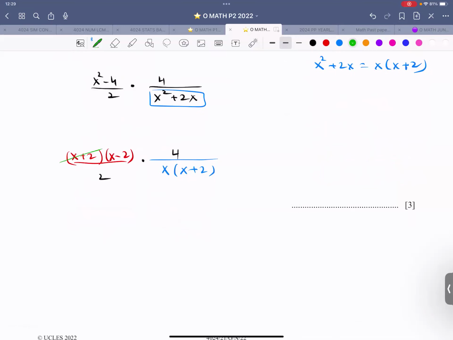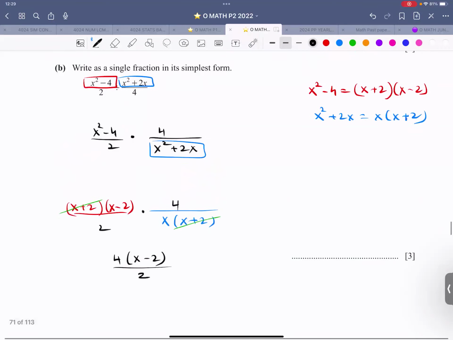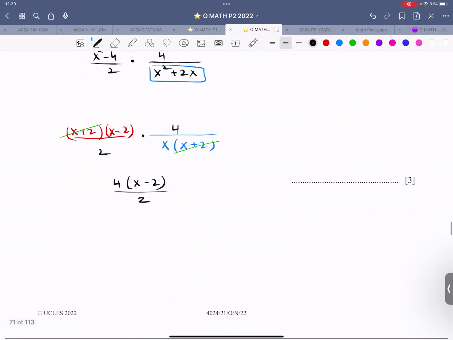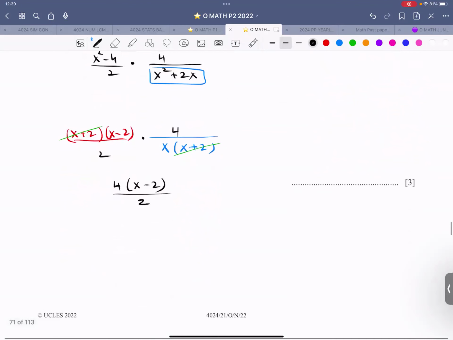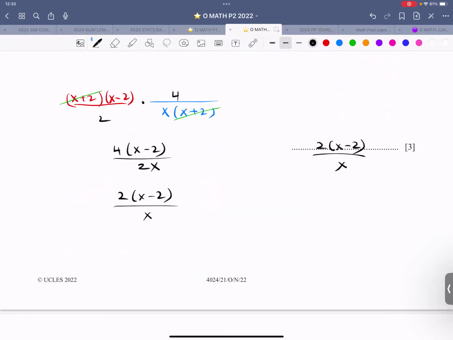So now x plus 2 cancels off. Therefore, we are left with 4 bracket x minus 2 over 2. Let me just double check. Yes, 4 goes up, 2 goes down, and this is 2x, and x also remains. So this is 2x minus 2 over x. Leave the answer as it is. 2x minus 2 over x. So we are left with this, and this cancels out. This gives us 2, this x remains, and this is what we get.